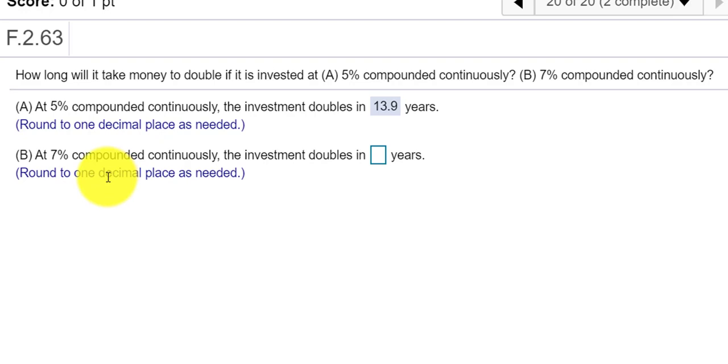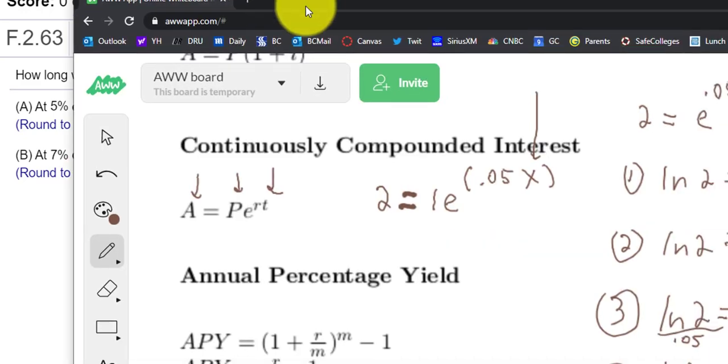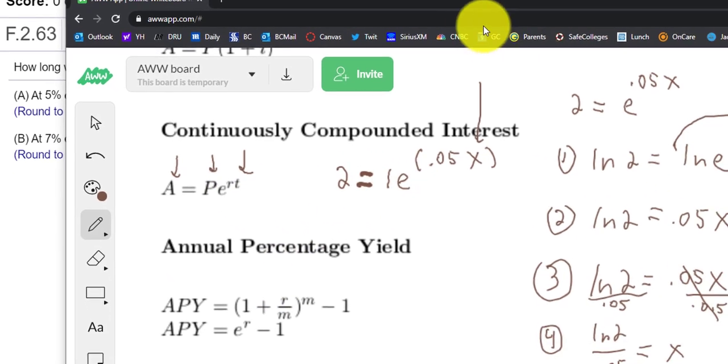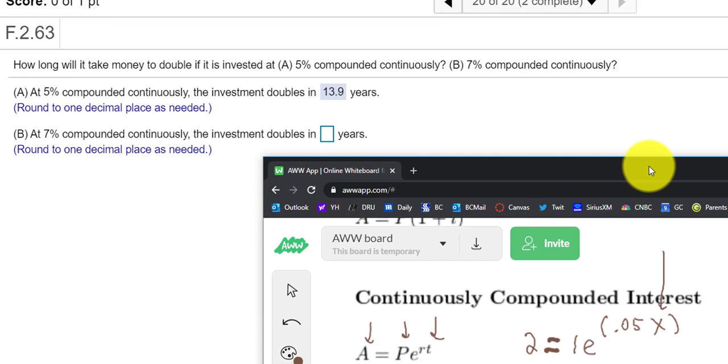Okay? And now for the second part, it's the same problem, except you would just change the 0.05 to 0.07, right? Because it's 7%.